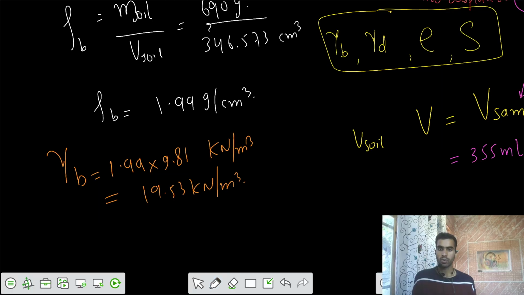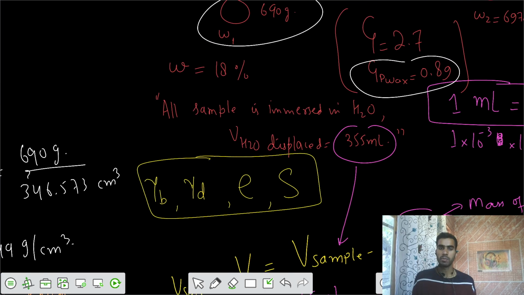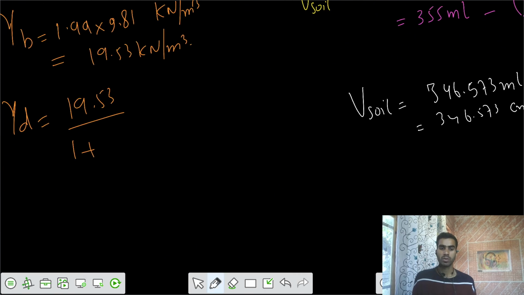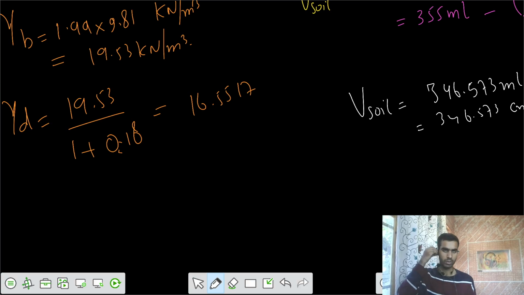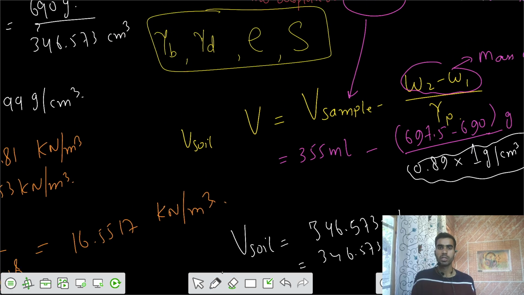Now we can directly calculate the dry unit weight. Dry unit weight is bulk unit weight divided by 1 plus water content. What is the water content that was given to you? 18%, so we write 0.18. That comes to 16.5517 kilonewton per meter cube. Now we need to calculate the void ratio and degree of saturation.